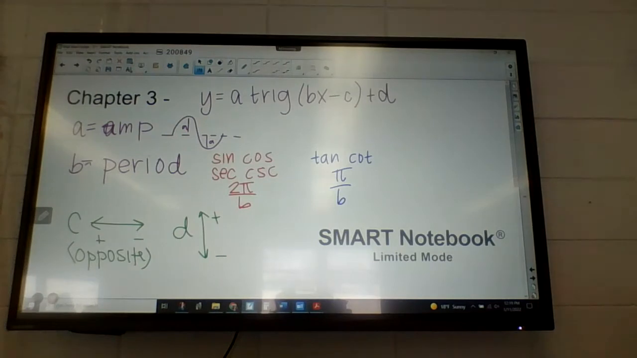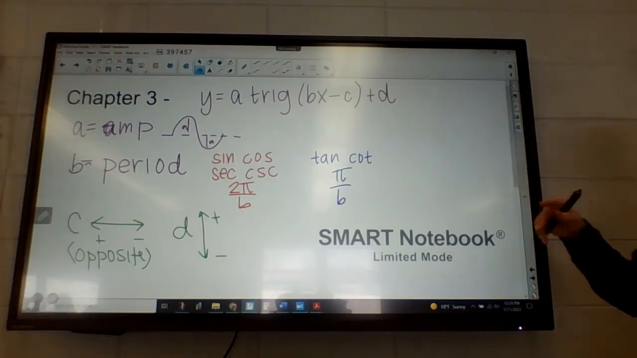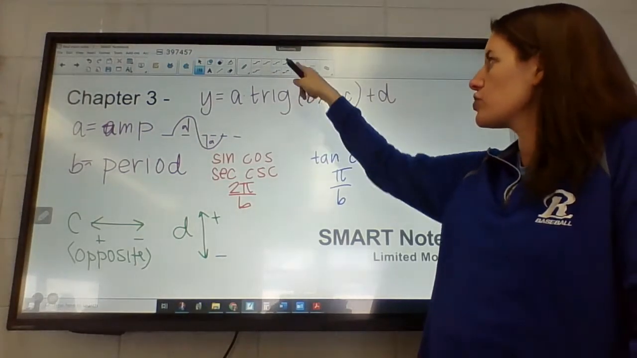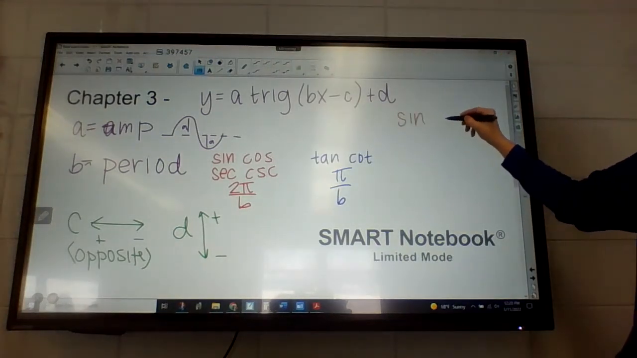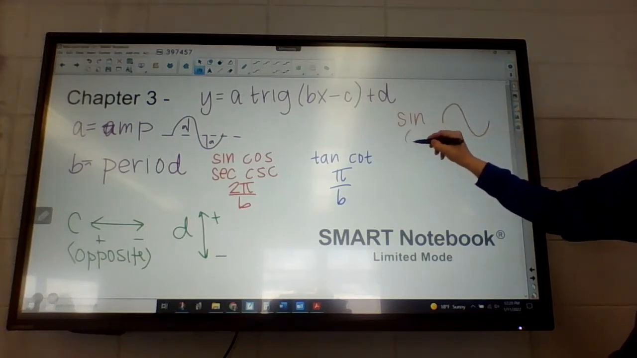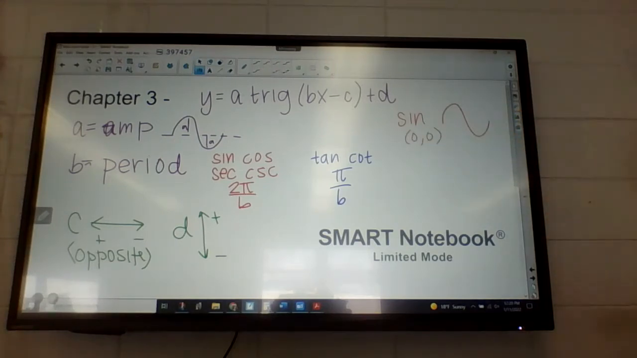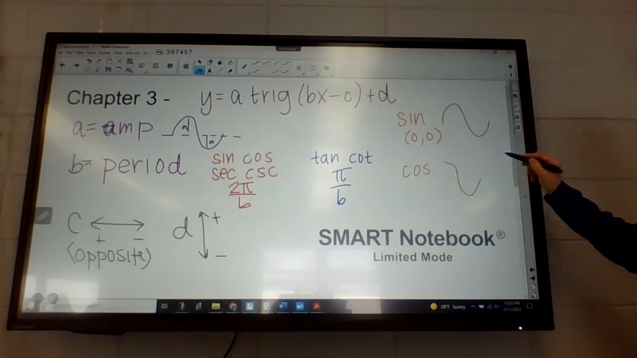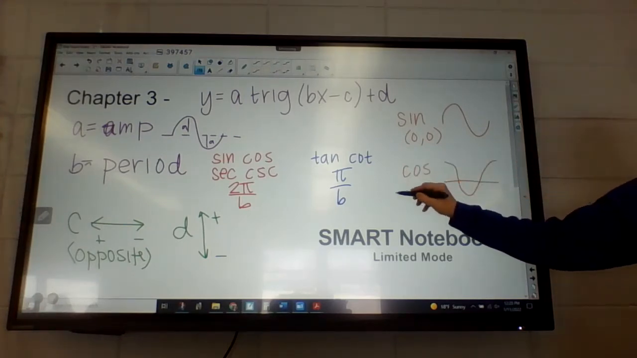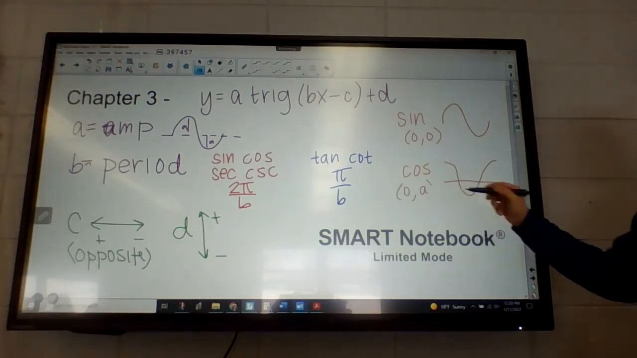And I was going to give just a quick look at what we need to know about each of the trig functions as well. The easy ones, or easy-ish, are sine and cosine. With sine and cosine, it's where they start. Sine typically starts at 0, 0, and then ends at 2 pi, going the full revolution. Whereas cosine starts up and ends up when it's done. It's going to start up at 0, a, whatever the amplitude is, or 0, 1.